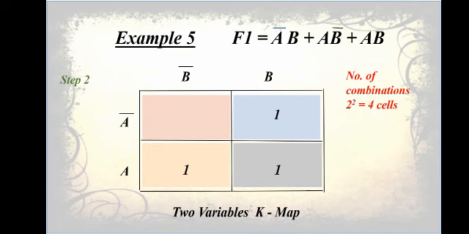Like, the first cell is empty, the second is A complement B, we replace it with 1. Third is A B complement, so we will replace it with 1, and the last cell is AB, so we replace it with 1. This is step number 2, where we are replacing our corresponding cells with 1.